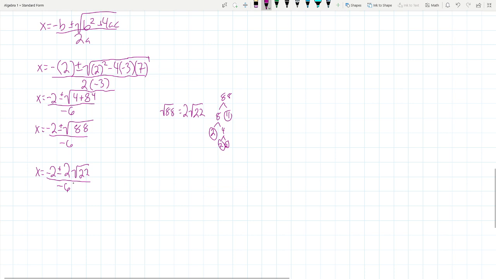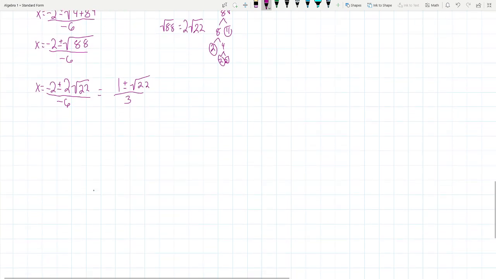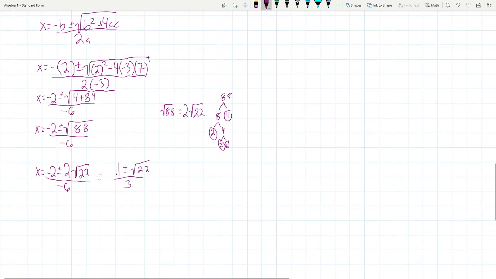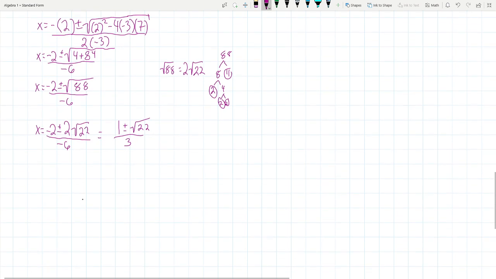And I guess that actually in reality we can simplify this, because 6 goes into both negative 2 and 2, and the negative would cancel out. So we'd have 1 plus or minus the square root of 22 over 3. Those should be your answers. And that's as far as you need to go with this, which is kind of cool because unless you're specifically given a calculator, this is as far as we can evaluate. And so we kind of say, yeah, it's 1 and some change. We're not sure what.